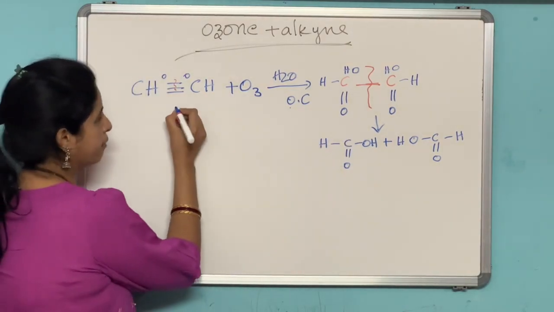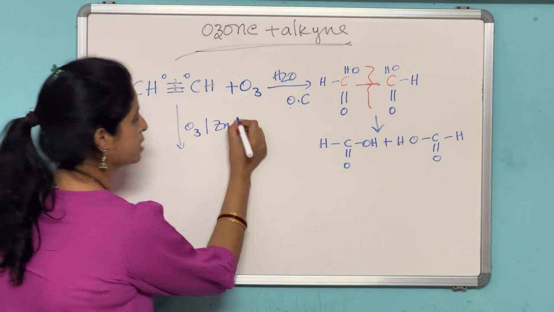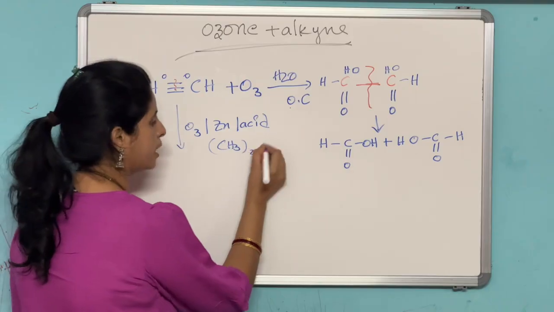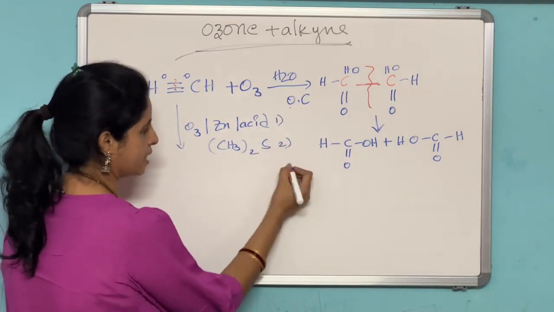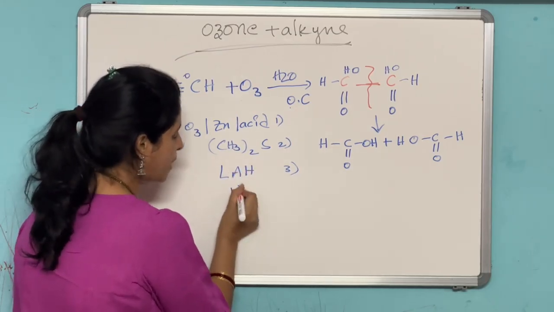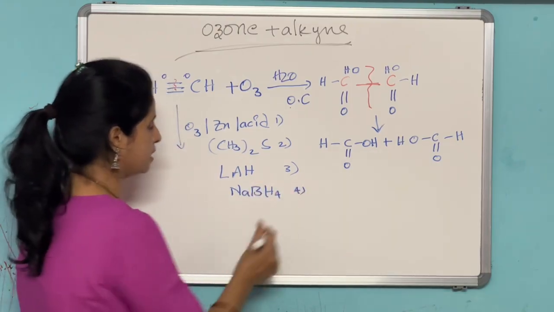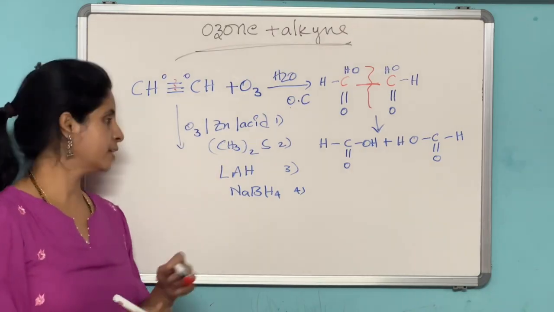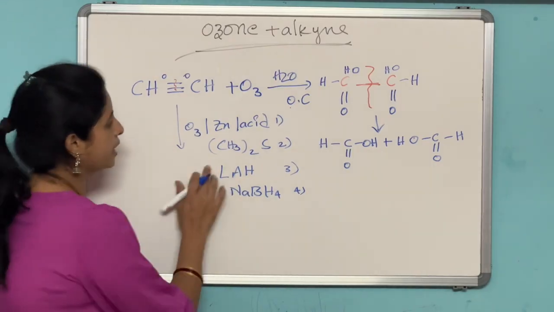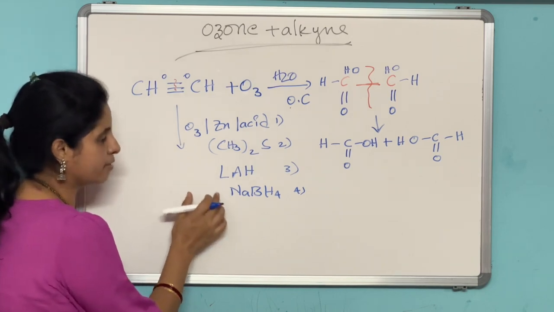Same here, if this ozone is treated with, I told you, no, zinc or zinc acid or dimethyl sulfide, this is the first one, this is the second reagent, and the third one lithium aluminium hydride, LAH, or NaBH4. This is the reductive cleavage. These are the reducing agents. Okay. So here under these conditions, you try to remember these two, and this will be for your JEE exam.